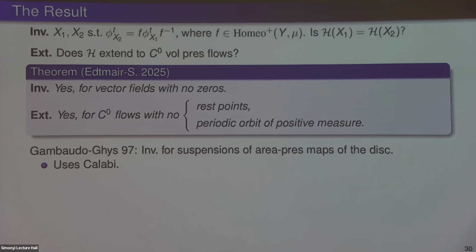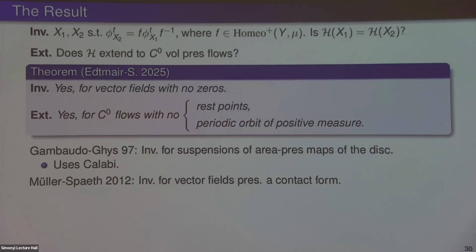We will see this connection to the Calabi invariant come up in the next slide again. So Muller and Smith proved it for invariants for vector fields which preserve the contact form. So they had the idea of applying C0 contact geometry to this. And as far as extension was concerned, there was no progress until recently. And then here's a funny twist.